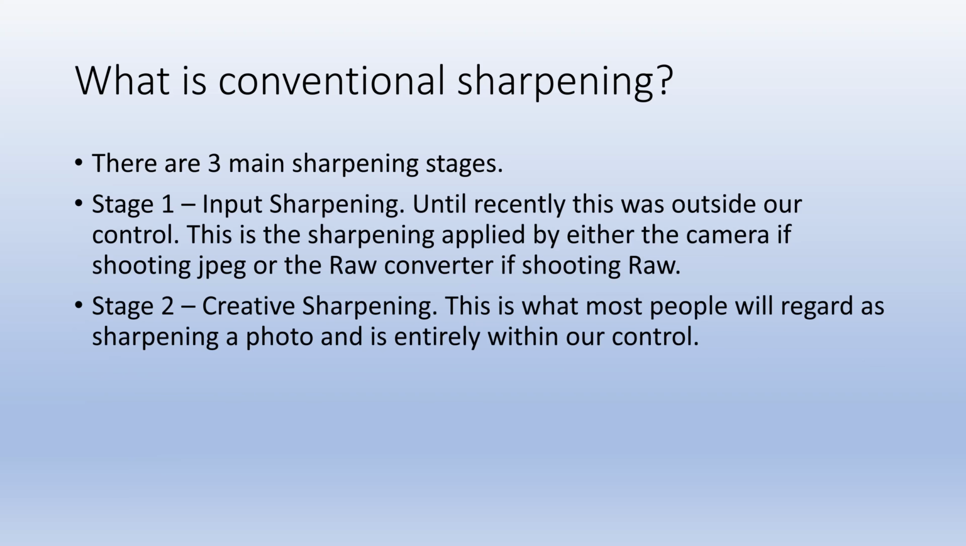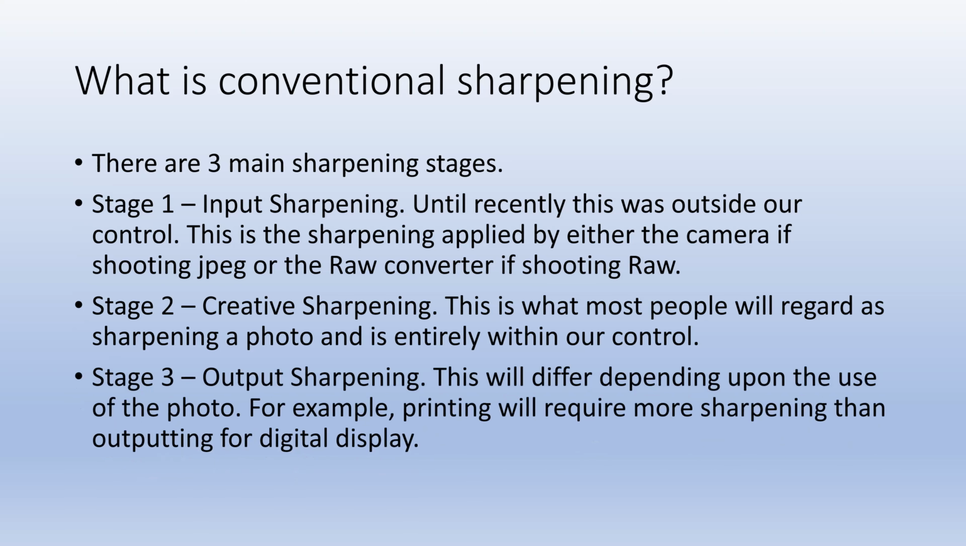Stage 2 is what's called creative sharpening, and this is what most of us will regard as sharpening a photo. And this is entirely down to us. Again, we would normally be using things like unsharp mask, high pass sharpening, and edge sharpening. And then we have something called output sharpening, which will differ depending on how you're using the photo. If you're showing the photo purely digitally, you don't need as much sharpening as you would if you're printing it. But things like Lightroom give you an option when you're printing to apply additional sharpening if you need to.